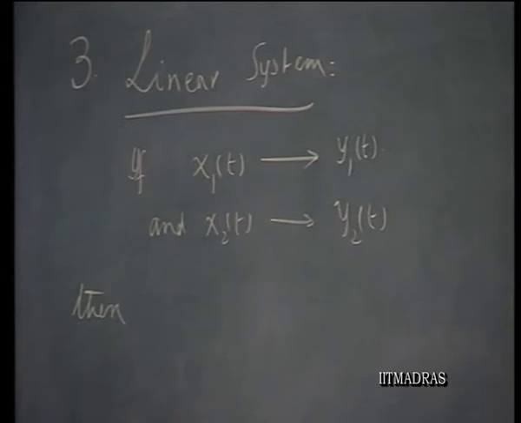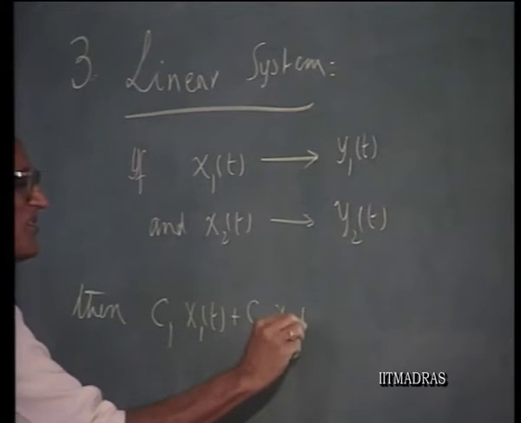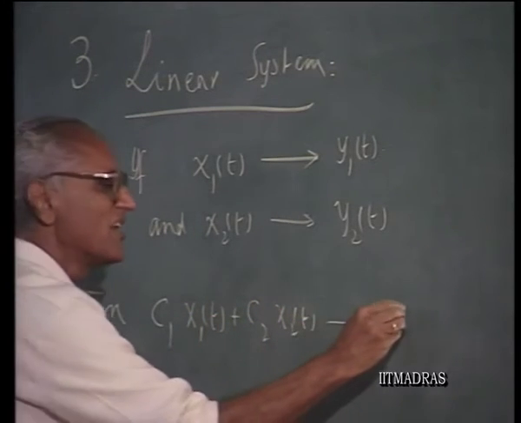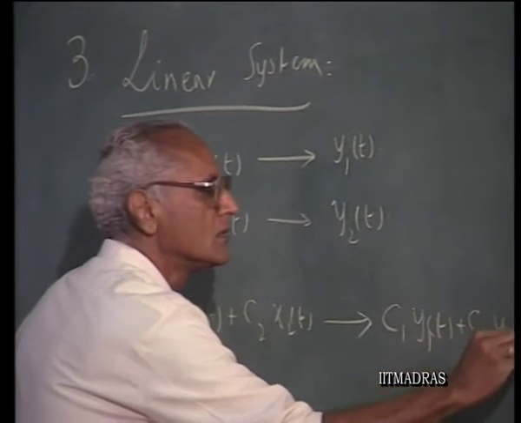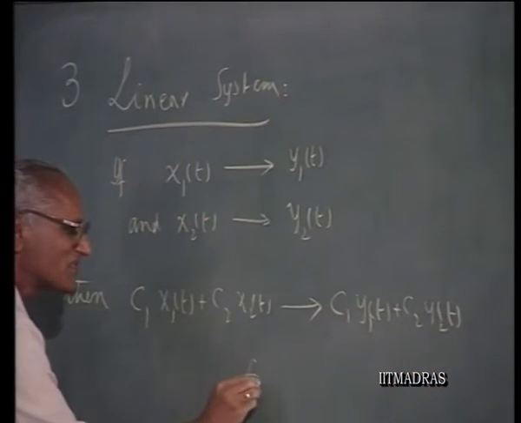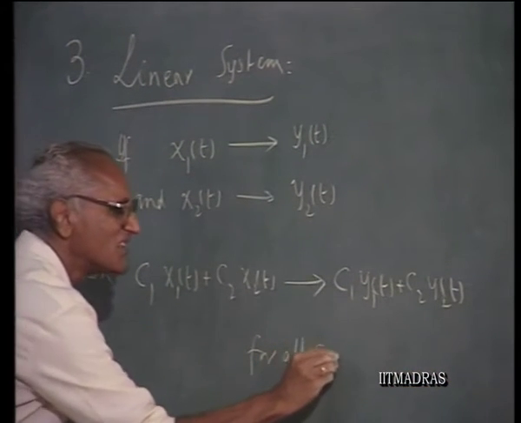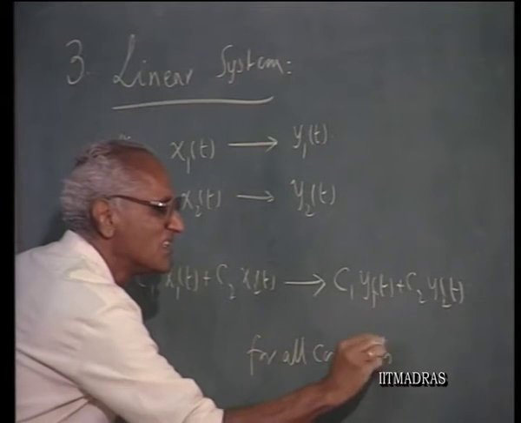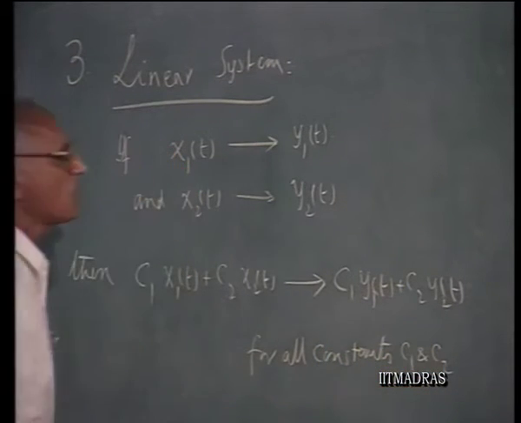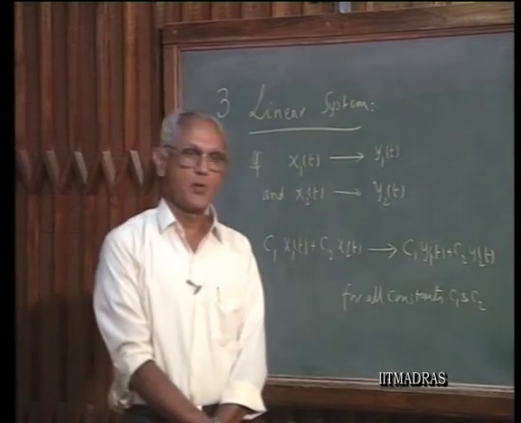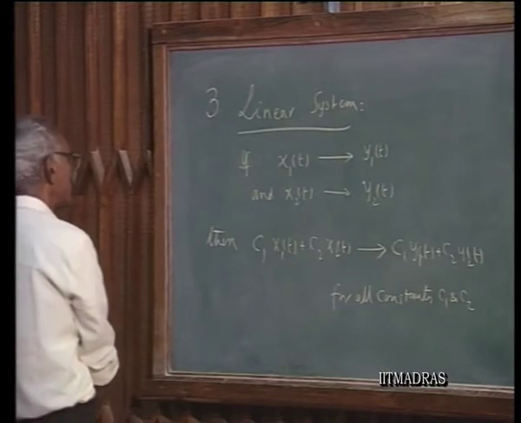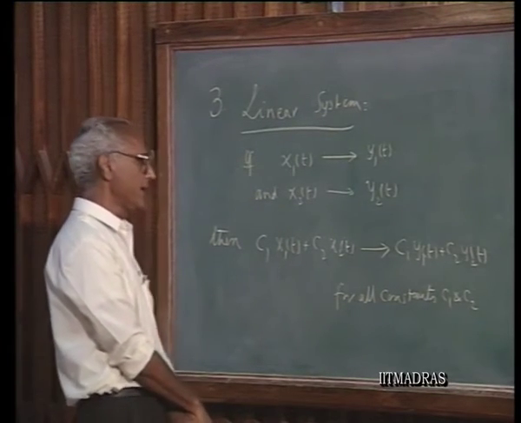no matter what x1 and x2 are, a constant times x1 of t plus another constant times x2 of t will give rise to an output which is c1 y1 of t plus c2 y2 of t for all constants c1 and c2. This is what is referred to as the principle of superposition. Sometimes people break this up into two parts, homogeneity and additivity.